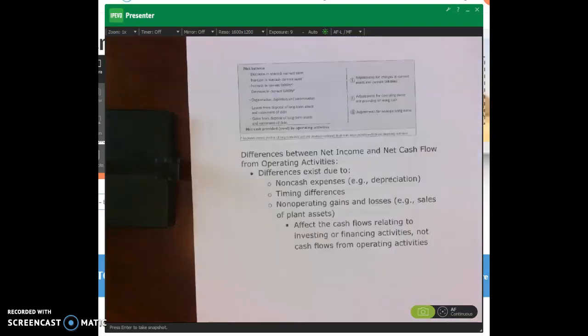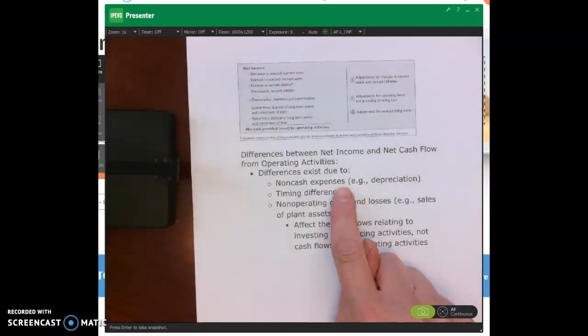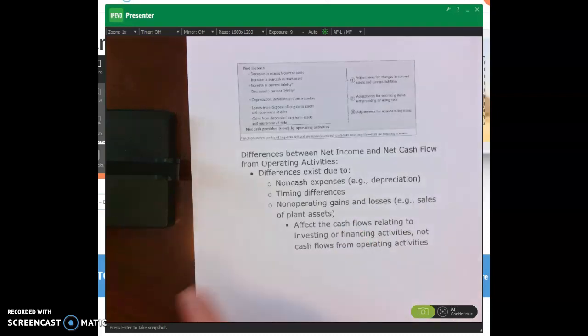Okay. So to summarize why there are differences, we have non-cash expenses, timing differences. Again, you can recognize revenue even when you haven't received the cash for the revenue. Non-operating gains and losses. And so these are the three reasons why we have those differences between net income and net cash flow from operating activities. Okay?